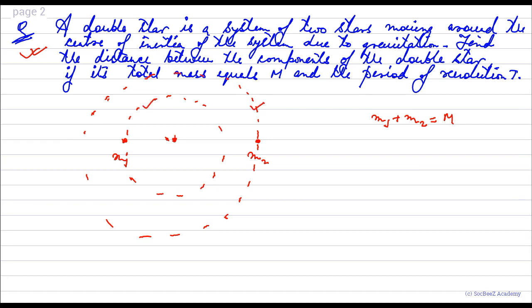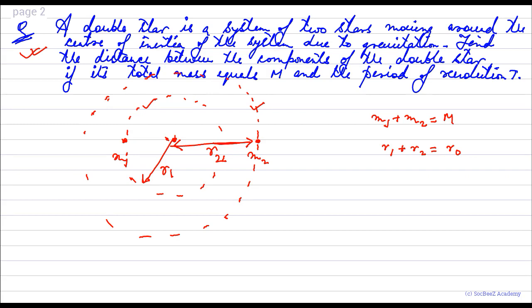Now let's say the radius of this trajectory is r2 and the radius of this trajectory is r1. So I'll write r1 plus r2 equals r0, and this is something which I need to find out. I basically need to find out the distance between the components of the double star, which means that I need to find out the distance between m1 and m2.